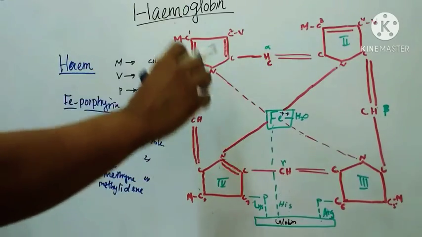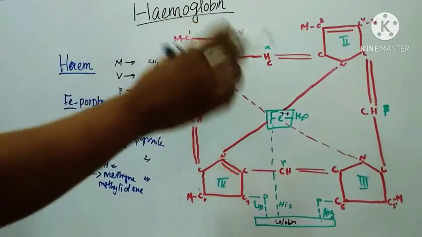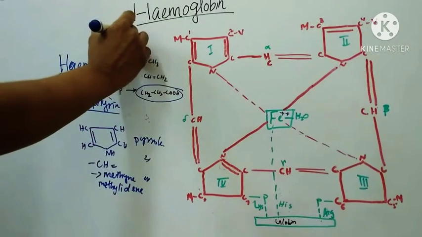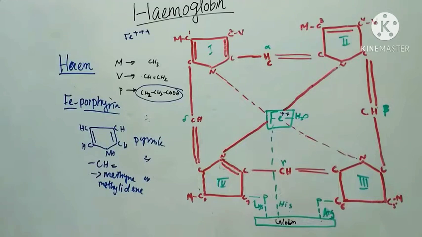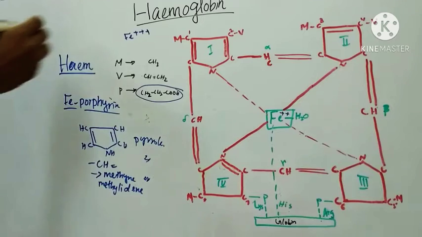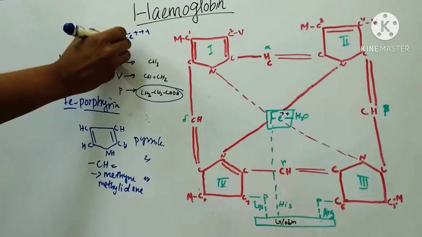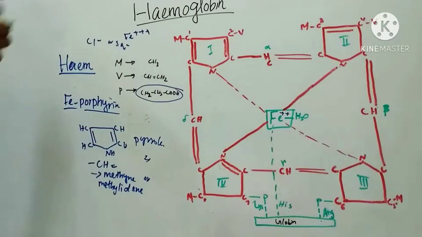If the central ion is oxidized, it is converted to the Fe3+ state. Then it will carry a positive charge. This positive charge is balanced by taking an OH group from the medium. It is also balanced by other ions like Cl- or SO4-, chloride or sulfate, if available. That is the structure of heme.